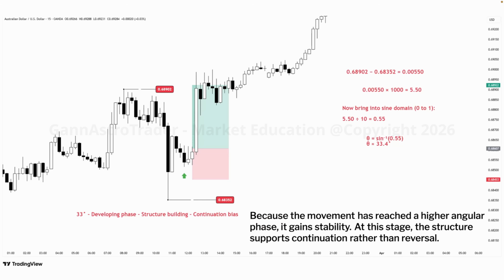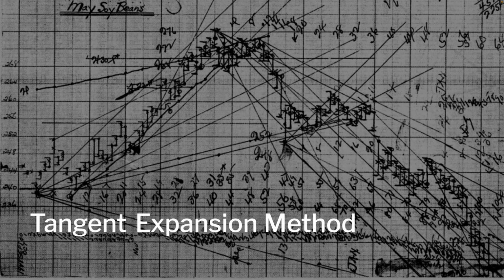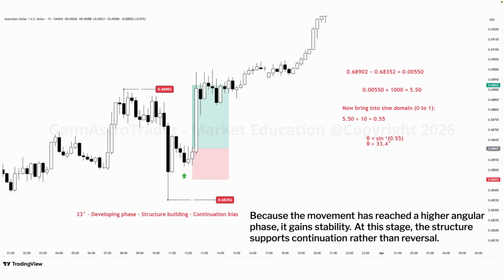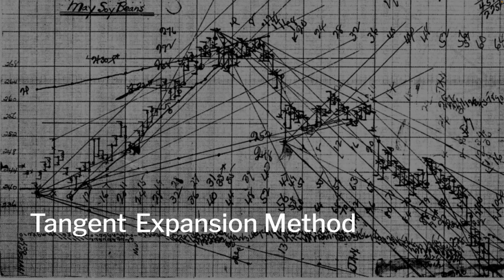Not all movements behave the same way, even if they appear similar on the surface. By converting price into angle, we can identify whether a move is still forming or already developing. And that difference determines whether we expect continuation or instability. Movement is not defined by price alone. It is defined by the relationship between change and progression.